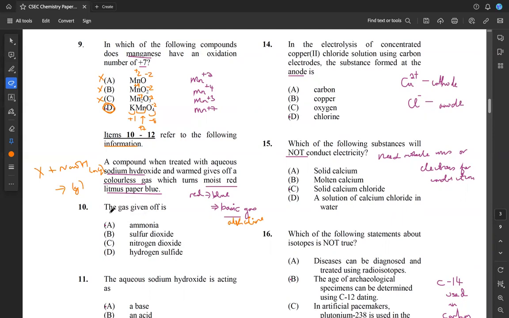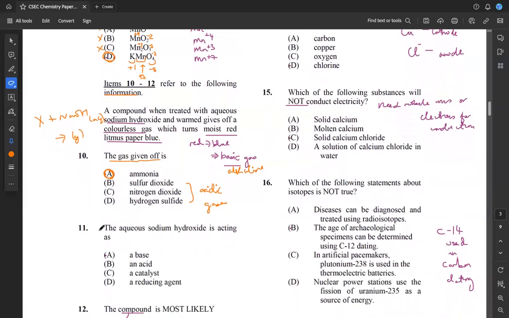So let's look among our answers now. We're looking for an alkaline gas, guys. And right away, we see ammonia. Ammonia is in fact an alkaline gas. So ammonia is our answer here. But if we look at these other ones, sulfur dioxide, nitrogen dioxide, and hydrogen sulfide, these are all acidic gases. They could not be our answer, because we know based on how the litmus paper changed from red to blue that we have an alkaline gas. So our answer for 10 has to be A, because that's ammonia, which is an alkaline gas. All right? So that's 10.